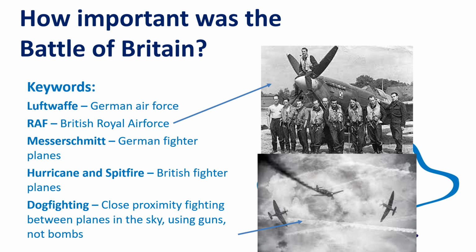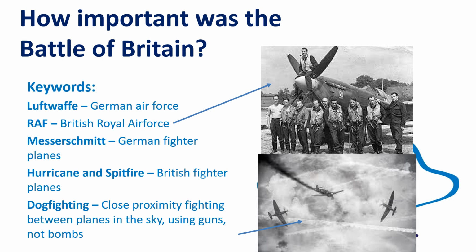So in your book or in a Word document, write down the title, how important was the Battle of Britain, and then write down these key words. Some of these are German, so the spelling's a bit tricky. So we've got the Luftwaffe, that's how you say that, and that means the German Air Force. We've got the RAF, which is British, and that's the Royal Air Force. That's where those letters come from.